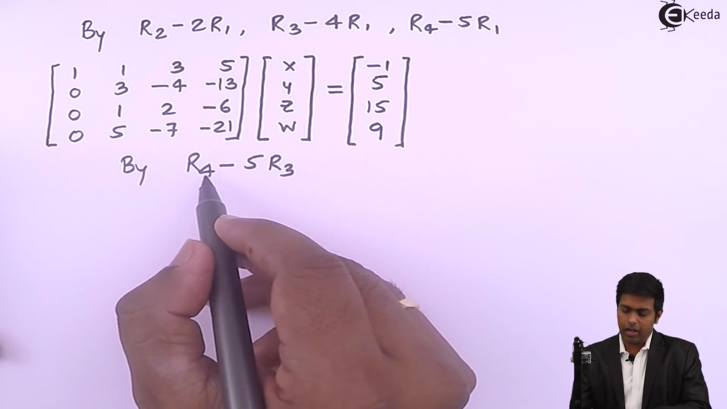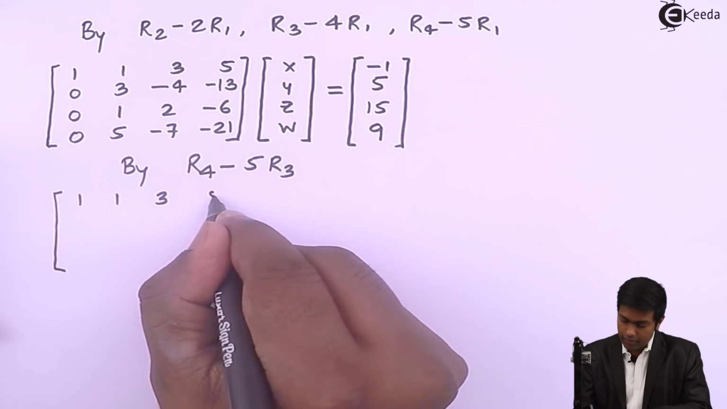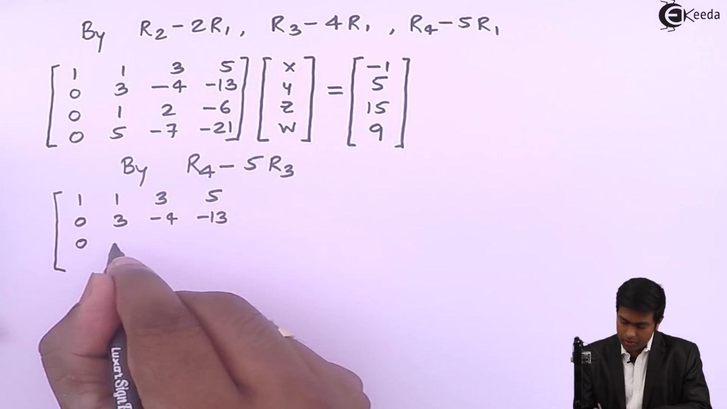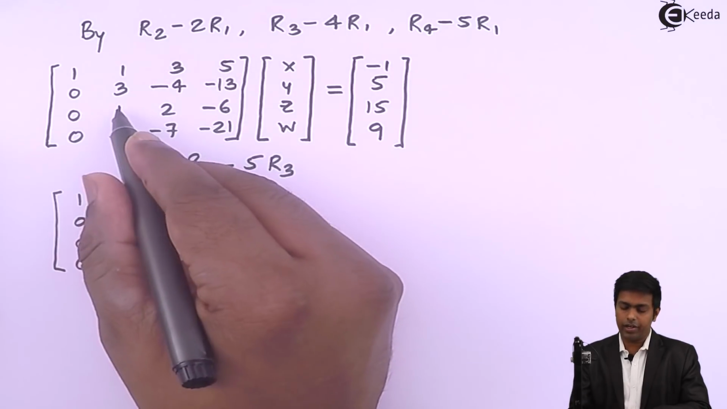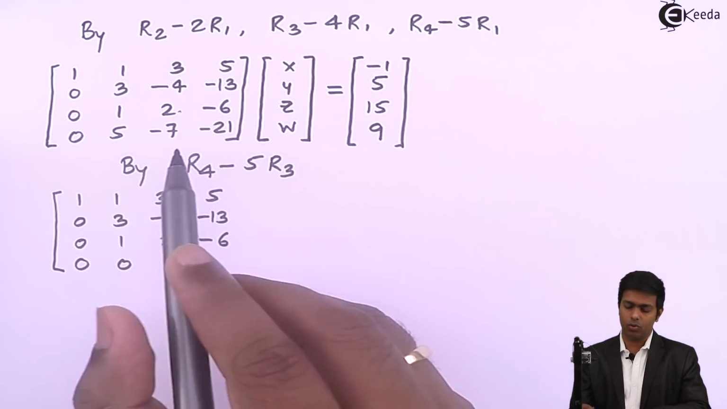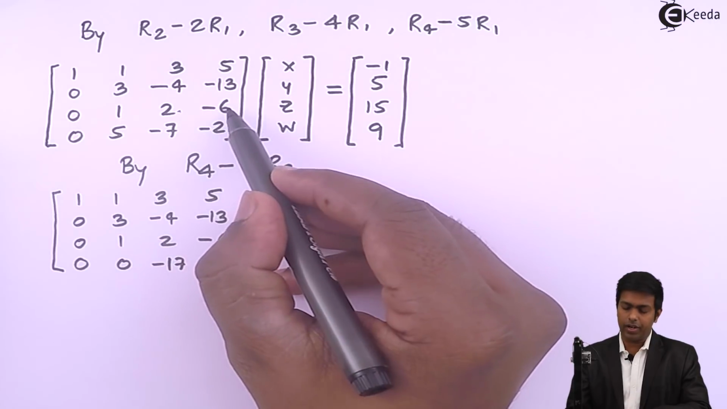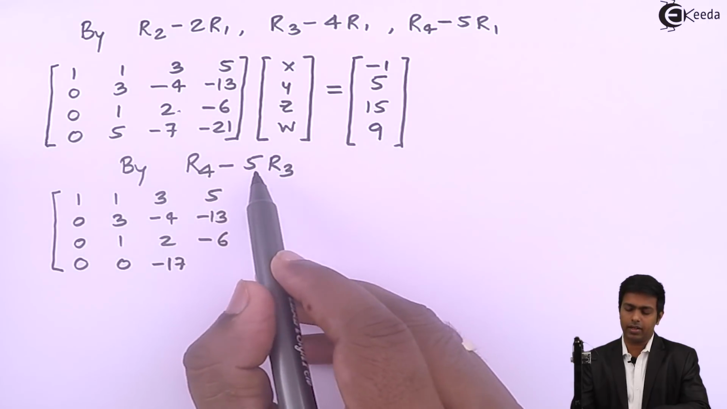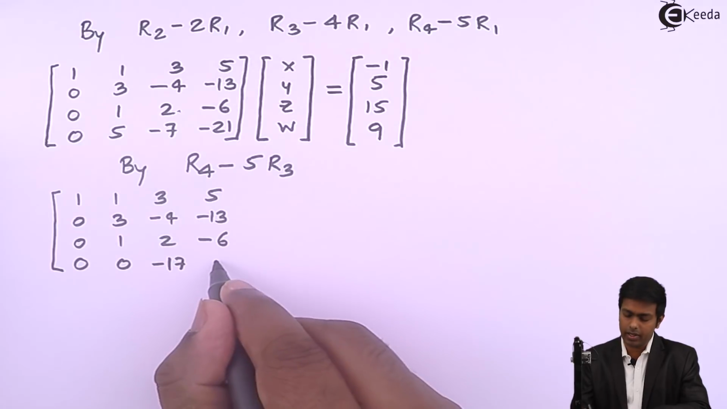So by R4 minus 5 times R3 we will get 1, 1, 3, 5, 0, 3, minus 4, minus 13, 0, 1, 2, minus 6. Here we will get 0, 5 times R3 being 0. Here 5 times 2 is 10, so minus 7 minus 10 is minus 17. And here 5 times minus 6 is minus 30, and we have to subtract, so that will become plus 30. So minus 21 plus 30 is 9.